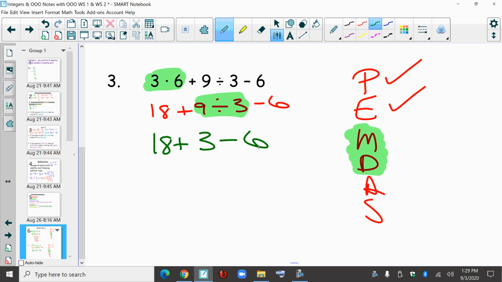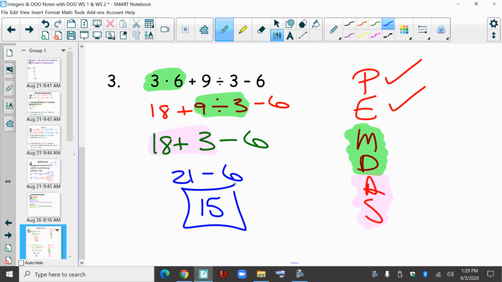So that's done. So now I need to go ahead and I need to do my addition and subtraction from left to right. So I'm going to do the 18 plus 3, which is 21, and I drop down the -6. 21 minus 6 is going to give me 15. And that problem is done. Okay?